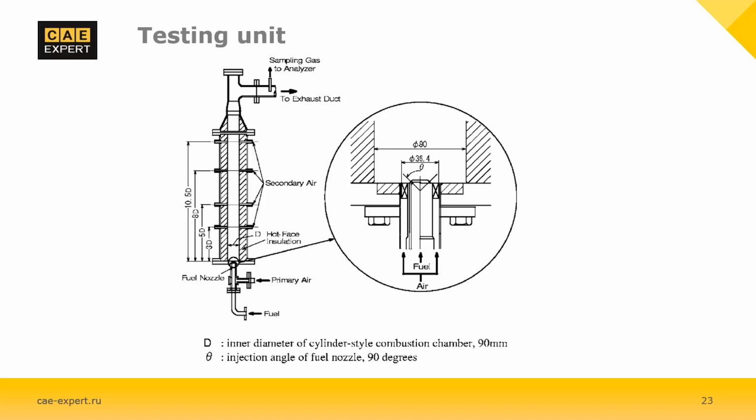The tested burner consists of a fuel injection nozzle and a primary air swirler. There are 12 injection inlets with a diameter of 1.5 mm on the fuel injection nozzle, with an injection angle of 90 degrees. The primary air swirler has an inner diameter of 24 mm and outer diameter of 36.4 mm and 12 vanes with a swirl angle of 45 degrees.